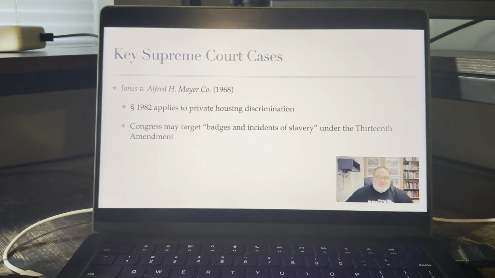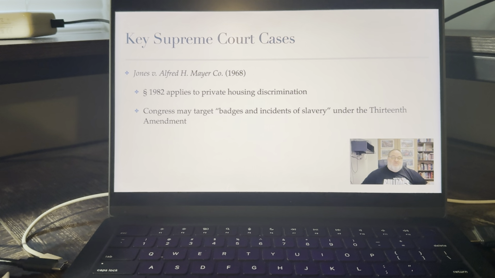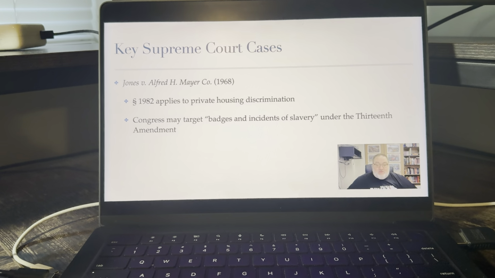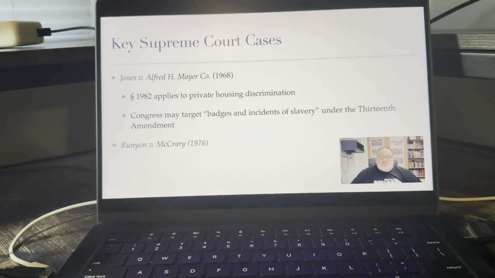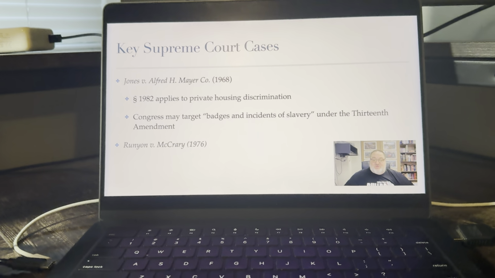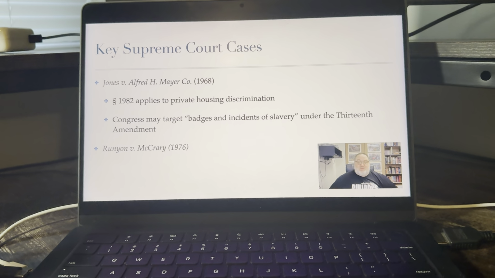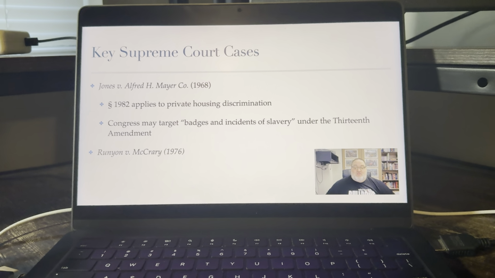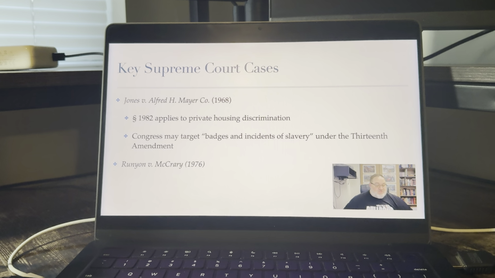Two landmark Supreme Court cases show how the 1866 Act gets reimagined in the 20th century. First, Jones v. Alfred H. Mayer Company. In 1968, in Jones, a Black man is refused the chance to buy a home in a private subdivision solely because of his race. He sues under Section 1982. The court holds that Section 1982 prohibits private as well as public racial discrimination in property transactions, and that Congress had power under the 13th Amendment to enact such a law. The key move is to treat private housing discrimination as a modern badge or incident of slavery.